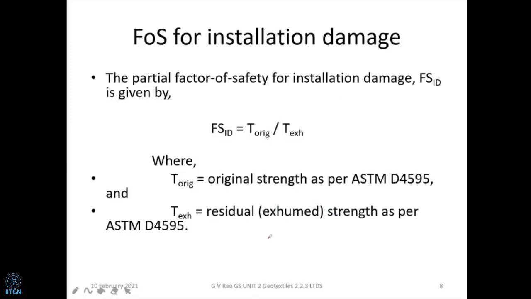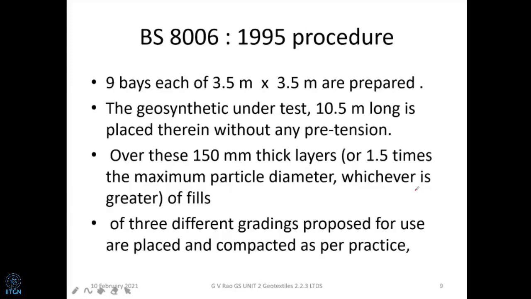So one way of trying to do all this is going to be the factor of safety for installation damage, which is going to be the original tensile strength divided by the strength which you got now after doing the passing of rollers, the number of passes as in the actual construction. So then FSID, the factor of safety for installation damage, is going to be T original by T assumed, and the test obviously has to be as per the code now.